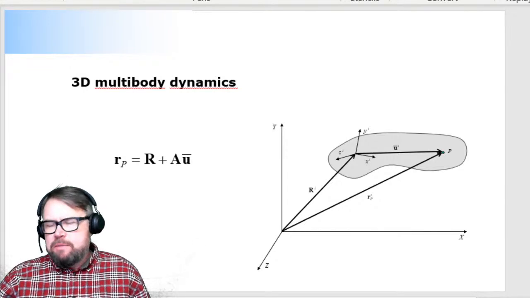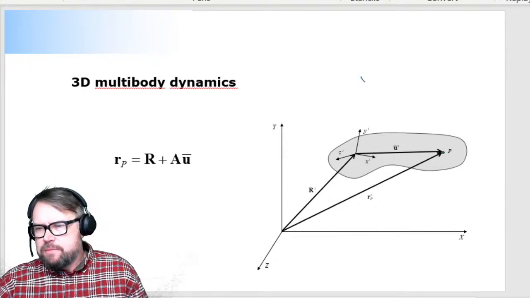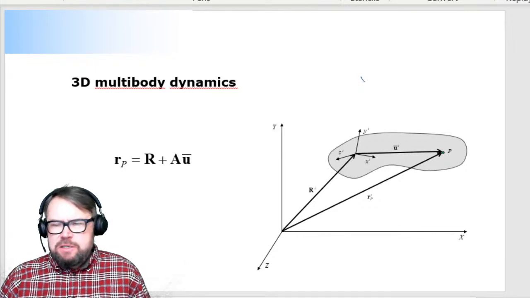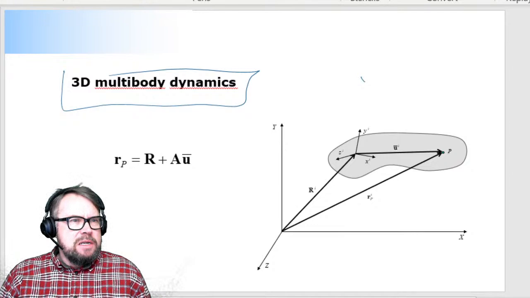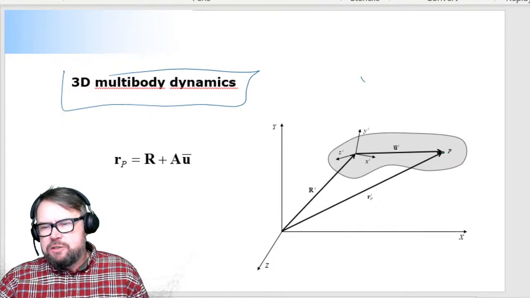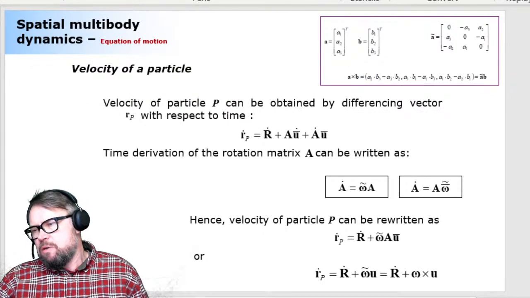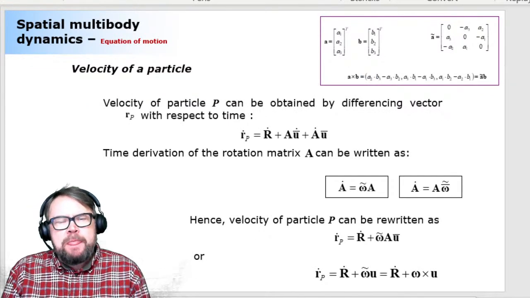All right. So as promised, we're going to take a look at how 3-dimensional multibody dynamics is different from 2-dimensional multibody dynamics. Let's make it happen then. Let's jump into the business, and soon you will see that, okay, this is how it is different.